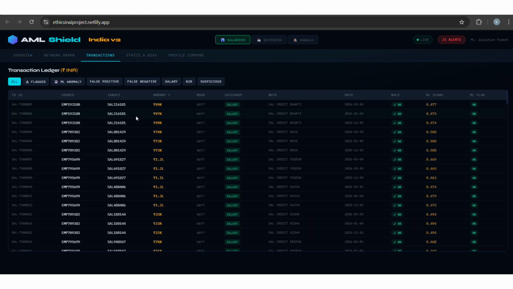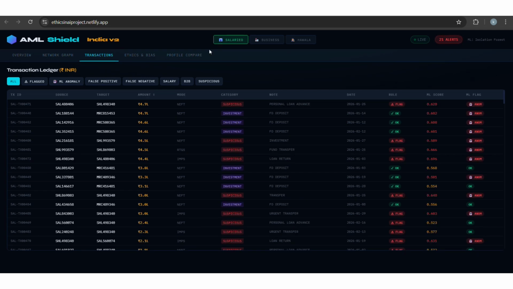The transaction tab represents the complete ledger. Each row shows the transaction ID, source account, target account, amount in Indian rupees, payment mode, category, note, date, rule-based flag, the ML anomaly score, and the ML flag.